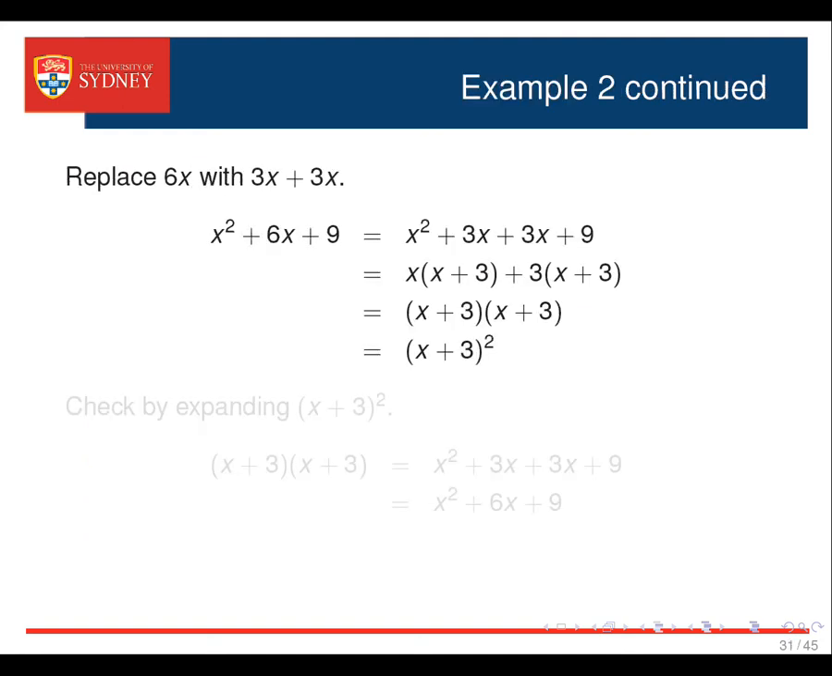Next, replace 6x with 3x plus 3x, and factorize the first two terms and the last two terms separately. Then take out the common factor x plus 3 to get x plus 3 times x plus 3. Simplify this by writing it as x plus 3 squared. Again, check that your factorization is correct by expanding it out. If you get back to the original expression, your factorization is correct.